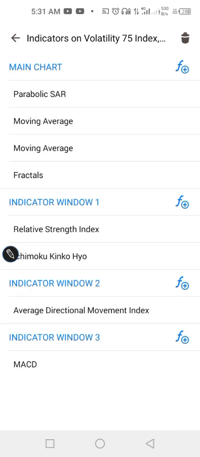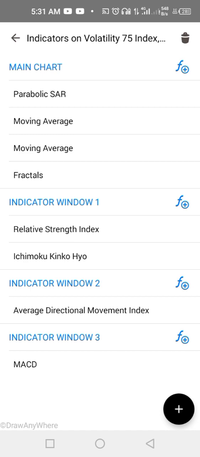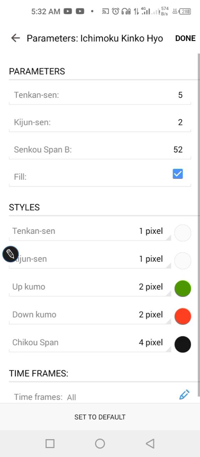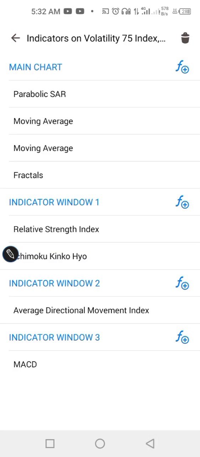And the next is Ichimoku. Can you see that? We have Tenkan-sen 9, Kijun-sen 26, and Senkou Span 52 with fill. So you put all those colors the way they are, or you choose the color of your choice.